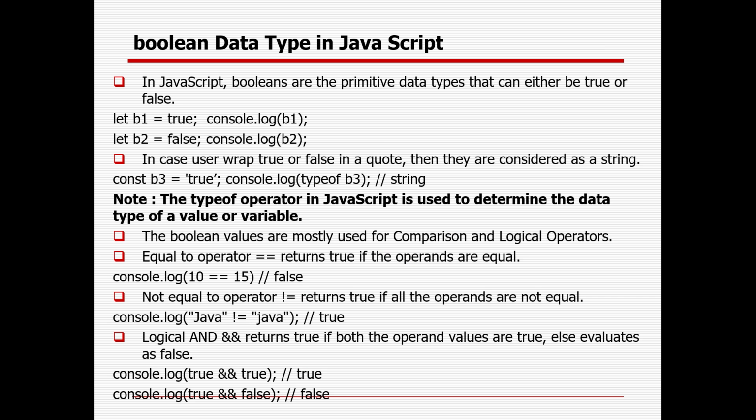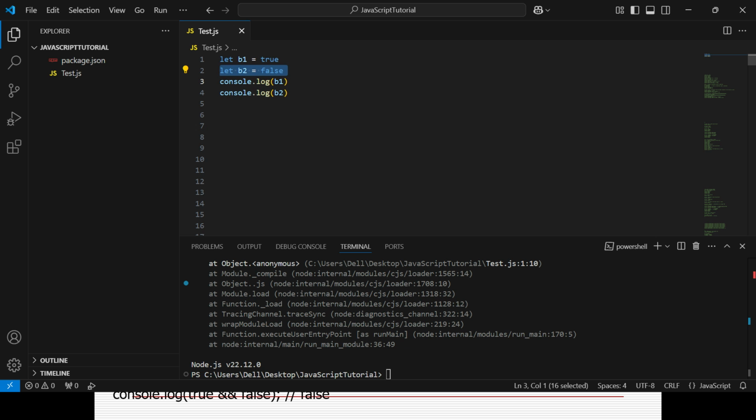Now, whatever data type we are declaring, we can get the type with the help of the typeof operator. In case the user wraps true or false in a quote, then it is considered a string. So we will do one more thing. Here, within double quotes or single quotes, I can make it false. I'll create a new variable b3, and now I can print it out.